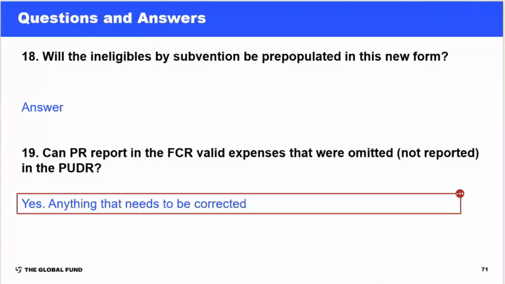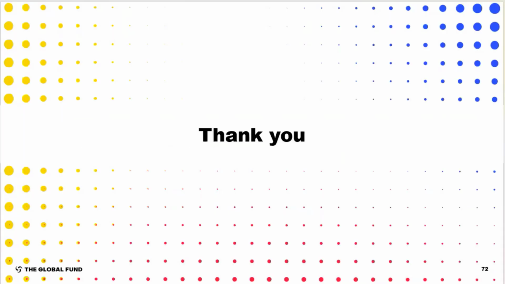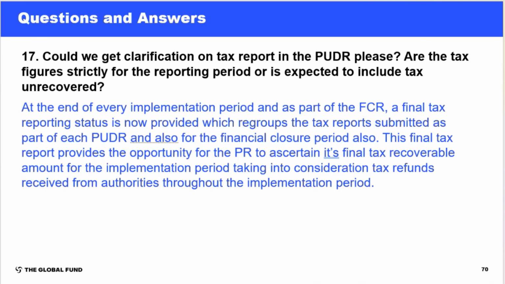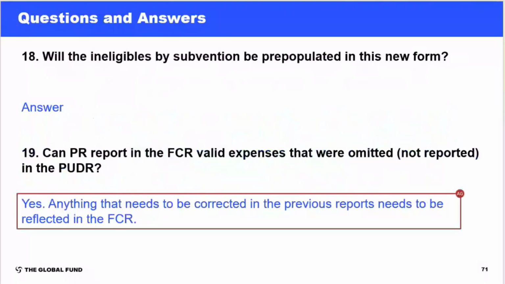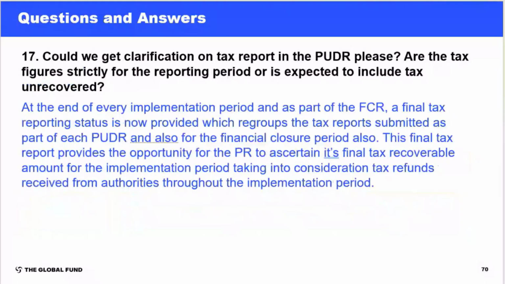Great, thanks, Bogi. And then we have a callback to question 17. So it says on question 17 on tax, what figures are expected for the normal PUDR apart from the FCR? Sorry, can you repeat that? Yep, sure. So it says on question 17 on tax, what figures are expected for the normal PUDR apart from the FCR? I'm not sure I understand the question.